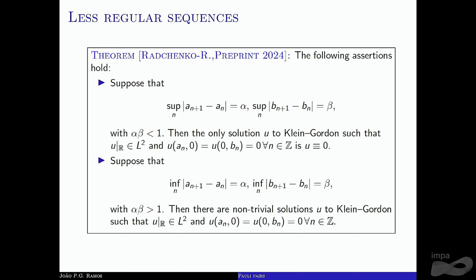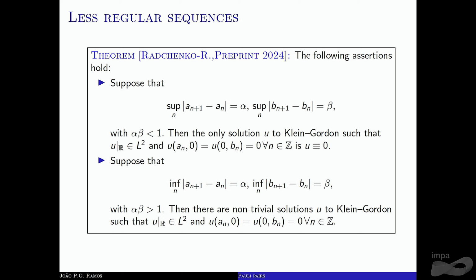The first assertion says: take two sequences, a_n and b_n, and suppose that their maximal spacings are alpha and beta, and that the product of the maximal spacings lies strictly below 1. Then the only solution to Klein-Gordon such that its restriction to the x-axis lies in L2 and vanishes at this kind of perturbed lattice cross is u identically 0. That's the only solution. It's an affirmative answer to their question in the alpha times beta less than 1 case.